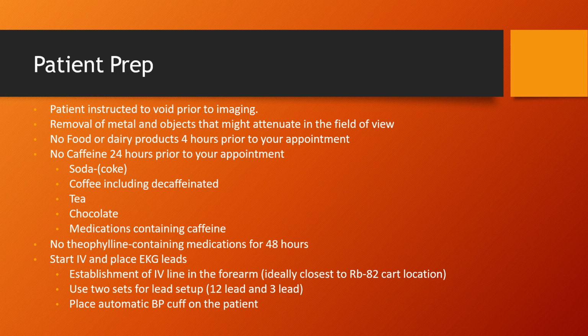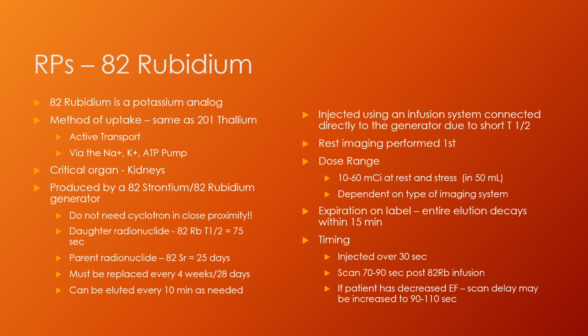Rubidium-82 is a potassium analog. The method of uptake is very similar to thallium-201. It is actively transported into the myocardium via the sodium-potassium or ATP pump. The critical organ for rubidium is the kidneys. It is excreted through the urinary system.